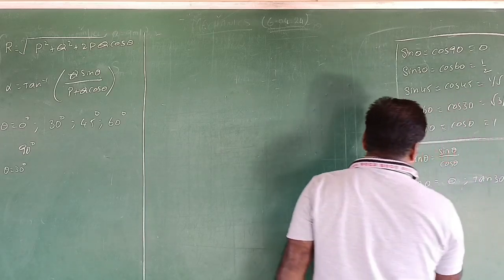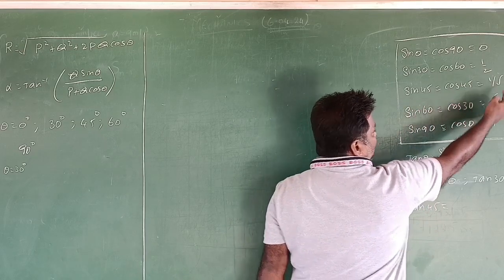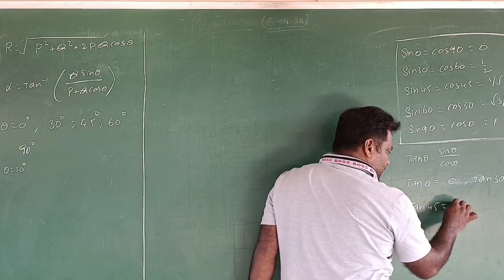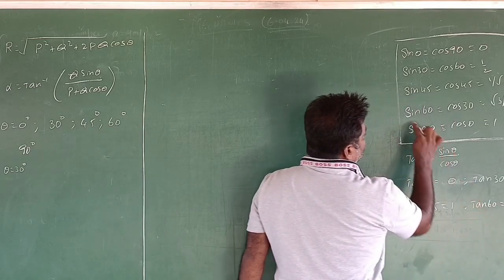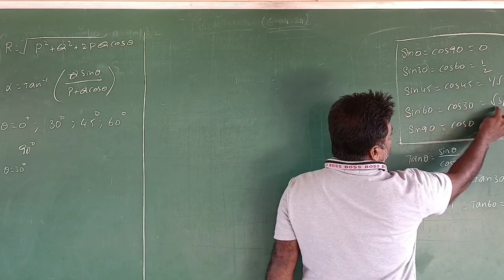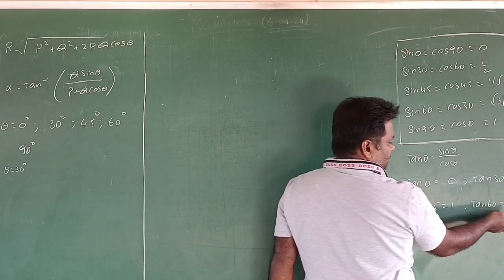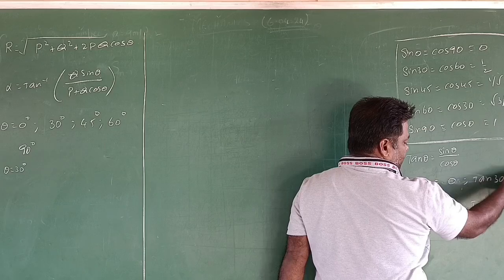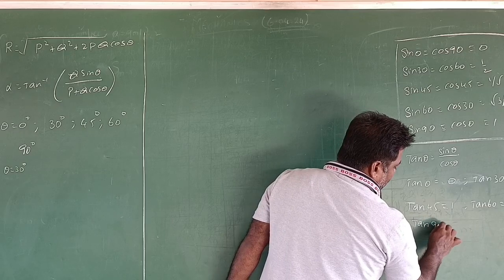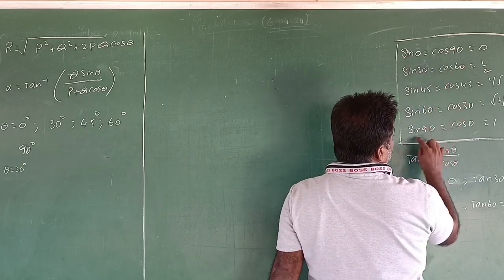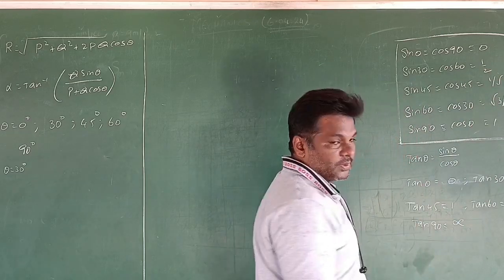What is the value of tan 45? Tan 45 is equal to sin 45 divided by cos 45. 1 by root 2 divided by 1 by root 2. That will cancel and you will get only 1. Now tan 60. Tan 60 is equal to sin 60 by cos 60. Sin 60 is root 3 by 2. Cos 60 is equal to 1 by 2. Reciprocal of this one, then you will get root 3. Tan 90 is sin 90 by cos 90. 1 by 0 is equal to infinity. Okay. These are the values for tan.